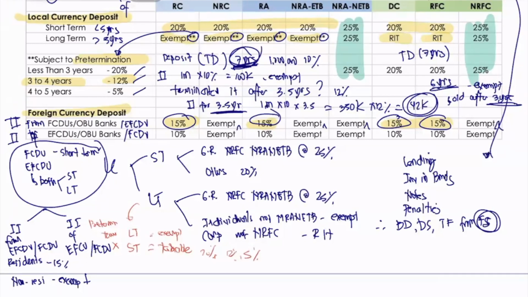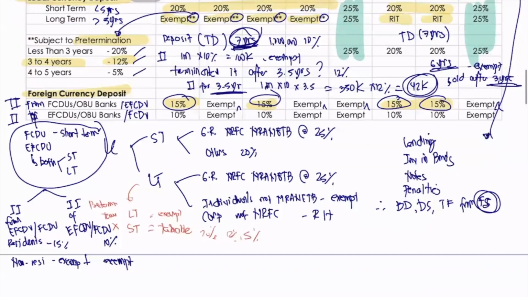How about if interest income of EFCDU or FCDU sa residents, 10% siya. Pag non-resident, then it is considered exempt. Okay. So, ang titignan nyo lang dito, if ever, it is a local currency or a foreign currency deposit.